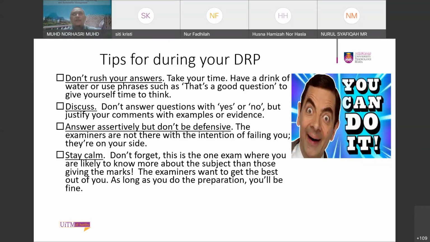That is the first thing that will be borne in mind by the panels, and it will somehow give a negative impact to the results of your DRP. All right, so prepare your answers carefully.